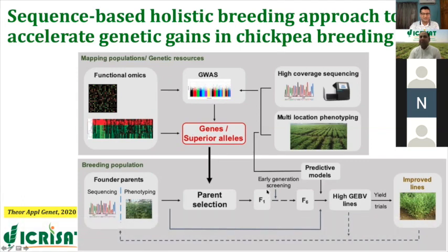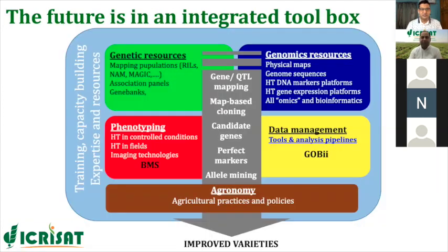We make the F1, we do the early scanning, and once we reach F6, we select lines based on high GEBVs, and we start the yield trials and develop the improved lines. Now, the future will be an integrated toolbox, not an isolated one. If we have to make a good program, it should focus on BMS, GOBii, genomic resources, and genetic resources, and then these are used together with agronomic practices to develop the improved varieties.